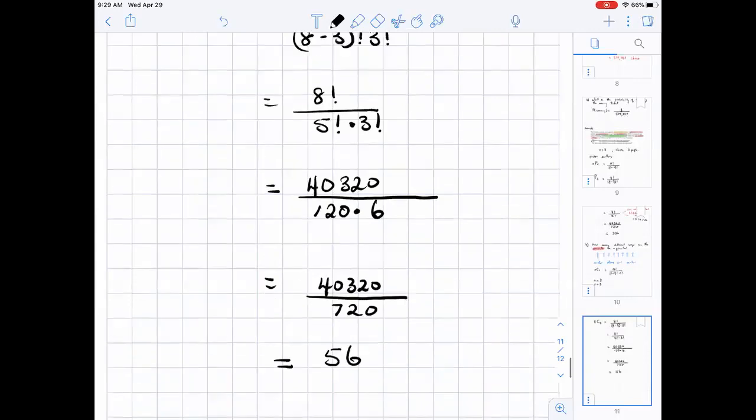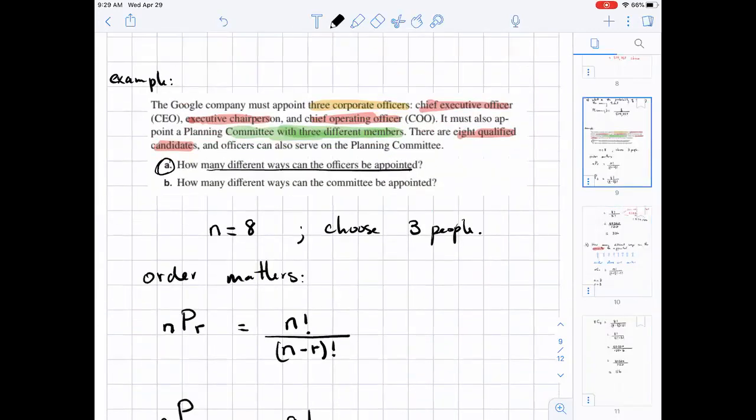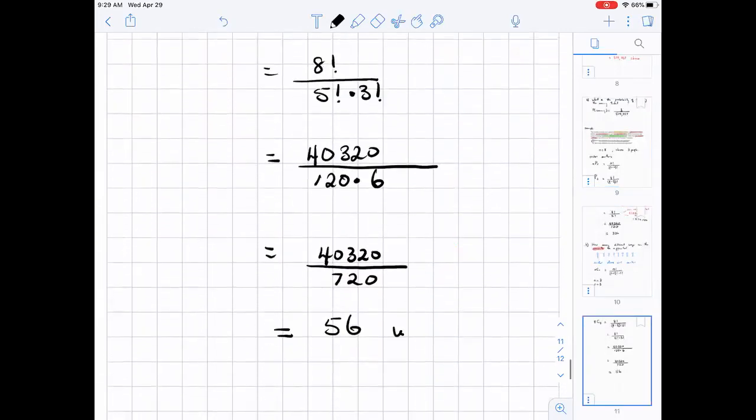So you have 56 ways. How many different ways can the committee be appointed? You have 56 ways to set up the committee. 56 ways.